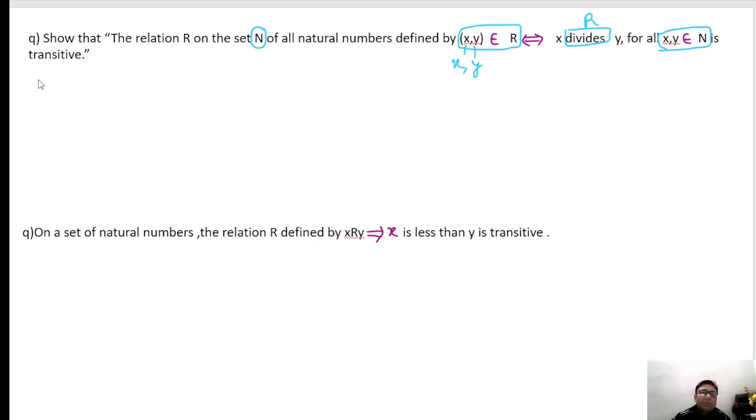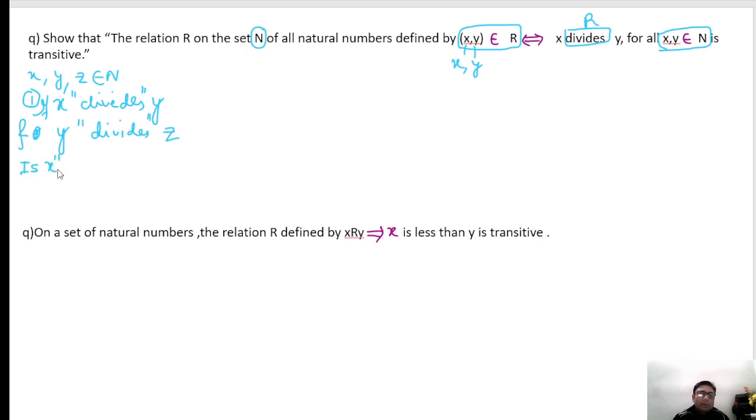So what will happen for transitive? We will choose x, y and z from the natural numbers. Now let us first apply the condition: x divides y. After that, what did I say? Now, if y divides z, then is x divides z? So we have to check this.